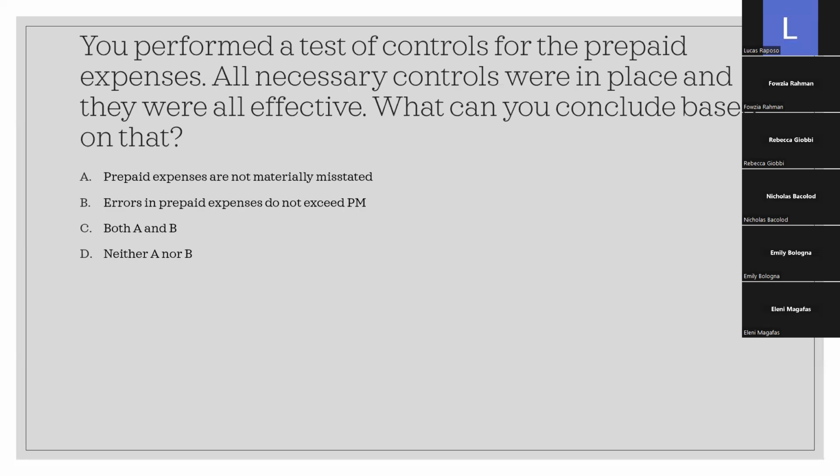You perform a test of controls for the prepaid expenses. All necessary controls were in place and they were all effective. What can you conclude based on that? Prepaid expenses are not materially misstated. Errors in prepaid expense do not exceed PM. Both A and B, neither A nor B. Christina says B, errors in prepaid expenses do not exceed PM.